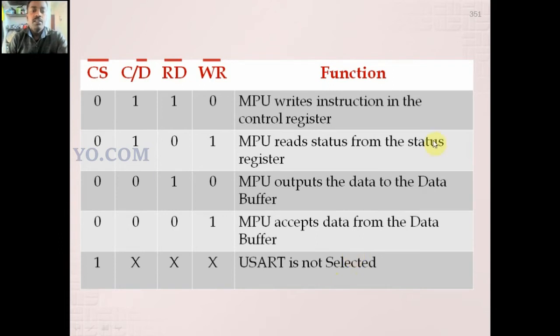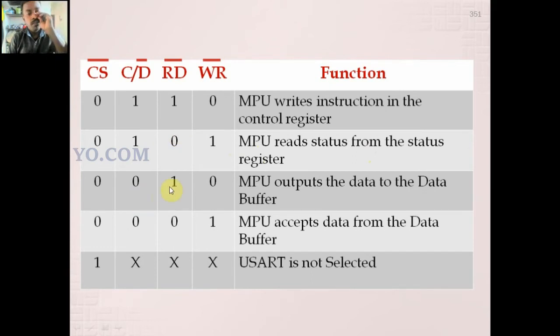Okay, so here 0110 means the microprocessor unit writes an instruction into the control register. Now the control register is selected, then it performs the write operation because the read operation is disabled. The read operation is disabled by logic 1. Then 0101 means the microprocessor unit reads the status from the status register, so it performs the read operation.